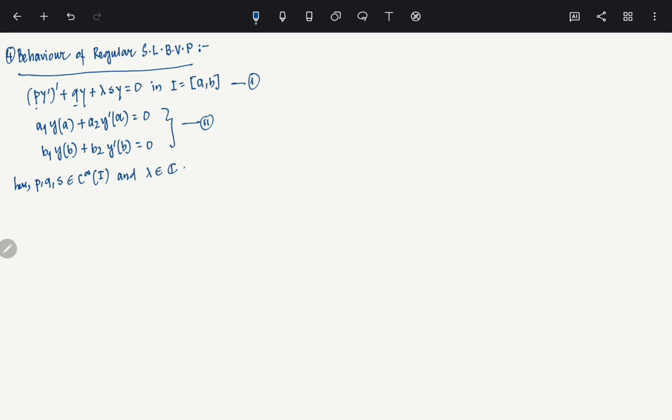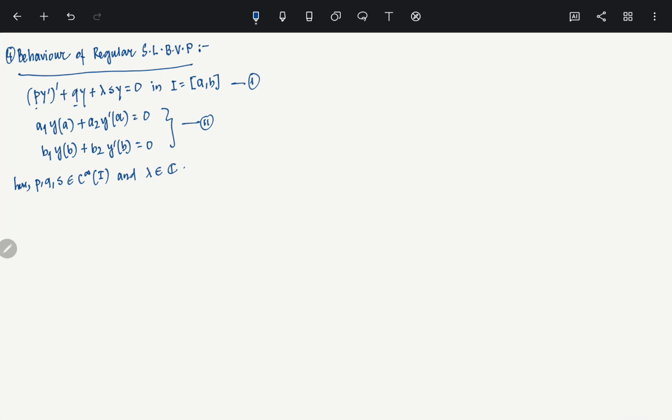Now if you remember the last problem, the example we did, in that example we actually assumed that lambda is not in C but only in R. So we are basically not looking for lambda in C. Why is that? These are some properties of a regular Sturm-Liouville problem which guarantee that we do not have to look at the whole of C. So basically we can just restrict ourselves to R. So let's look at it.